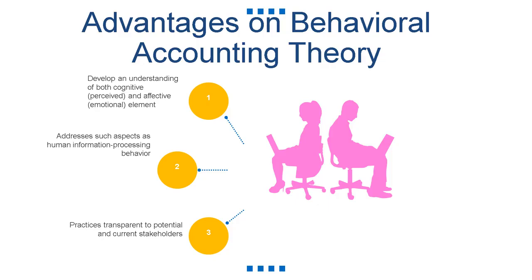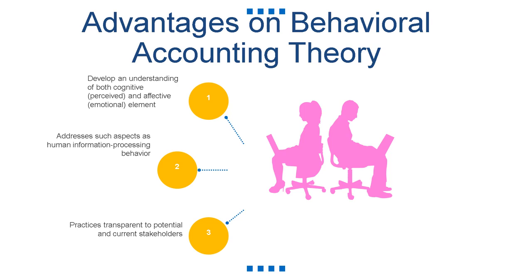For the second one, the special area of accounting addresses such aspects as human information processing behavior, judgment quality, accounting problems that are created by users and providers of accounting information, and accounting information users and producers' decision-making skills.